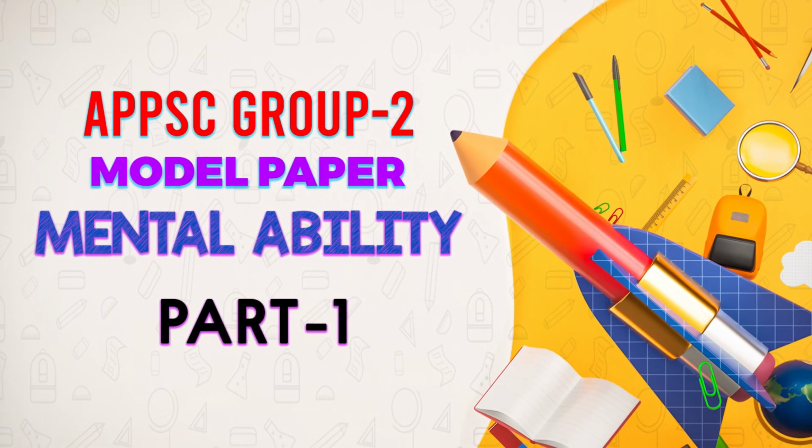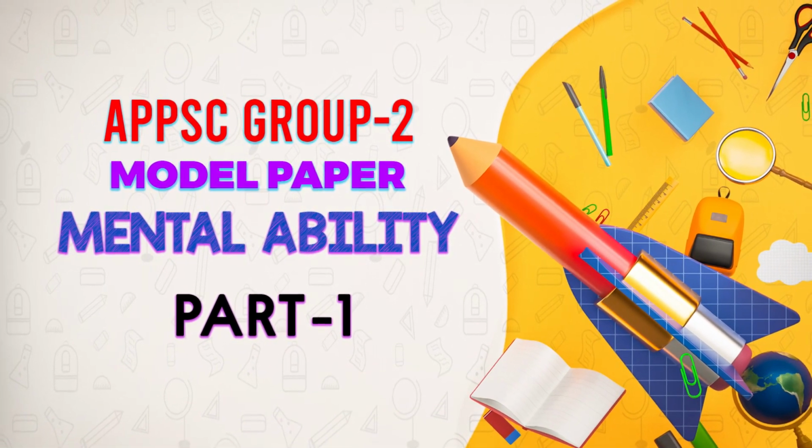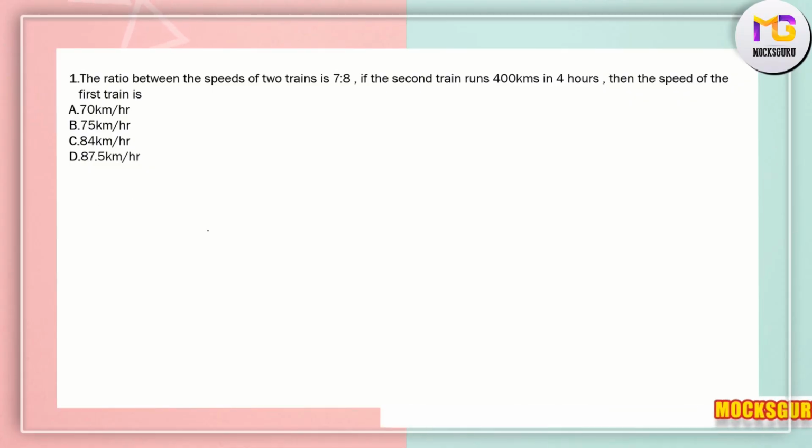Today we are going to discuss the APPSC Group 2 model paper of mental ability. So let's start with the first question.